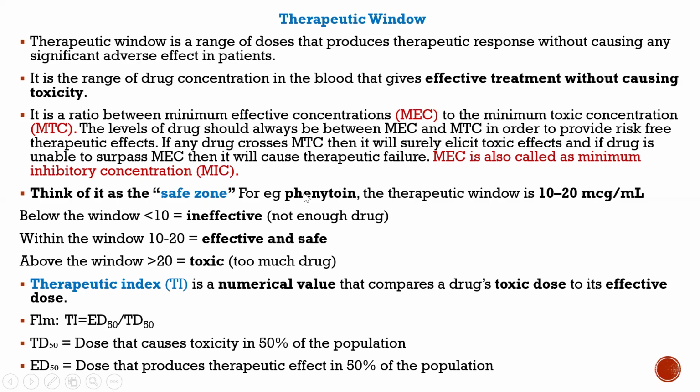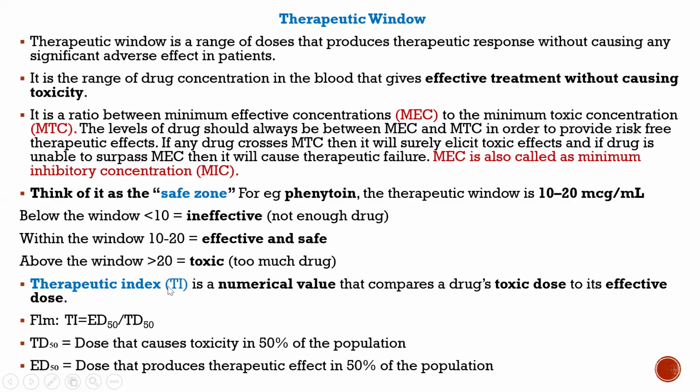So, for example, we have phenytoin. Therapeutic window is 10 to 20 micrograms per milliliter. All right, so below the window, less than 10, means the drug will be ineffective or not enough. While within the window, which is 10 to 20, the drug will be effective and safe. But if you give the drug above the therapeutic window, it means the drug will be toxic. That is, there will be too much of the drug in the body.